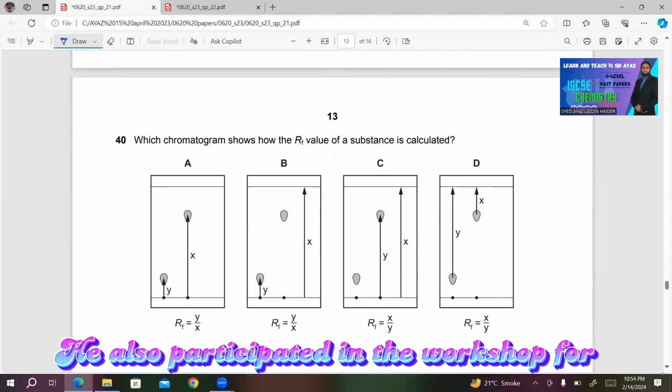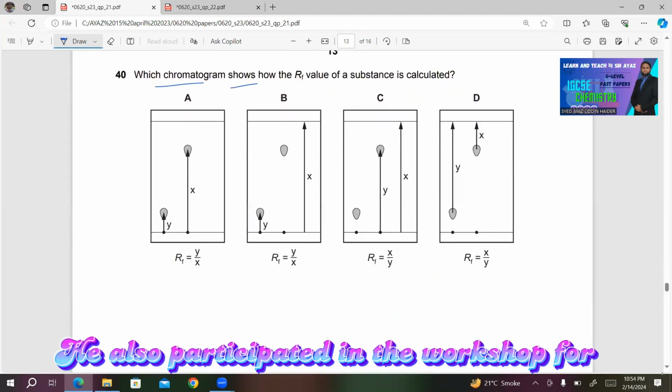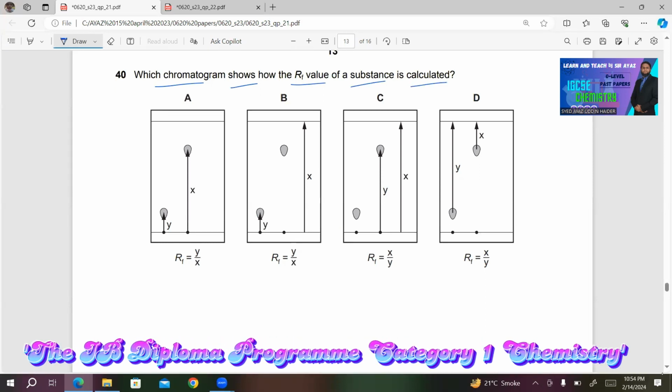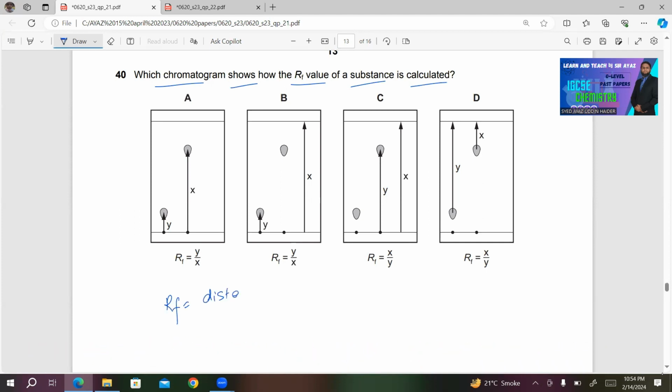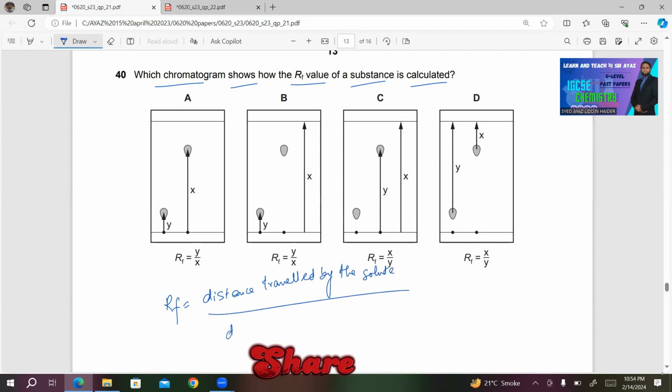The last one, which chromatogram shows how the RF value of a substance is calculated? Now you want to calculate the RF value. So what is the formula of RF? RF equals distance traveled by the solute divided by distance traveled by solvent.